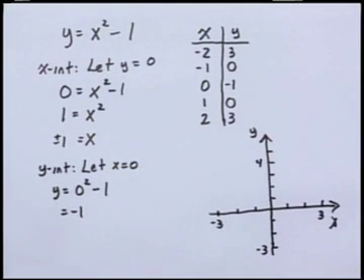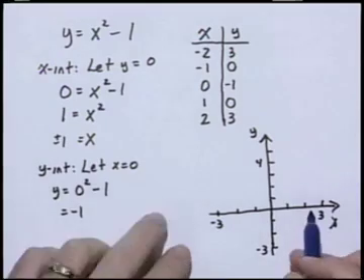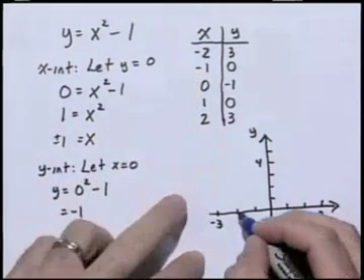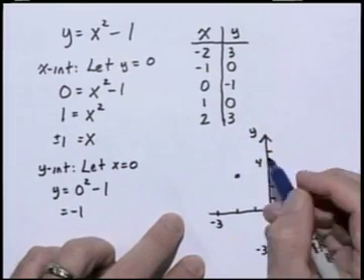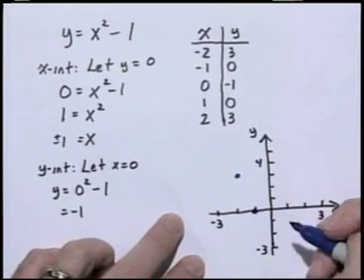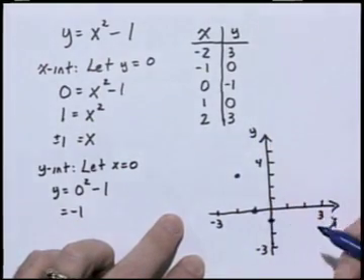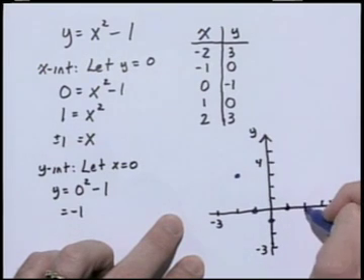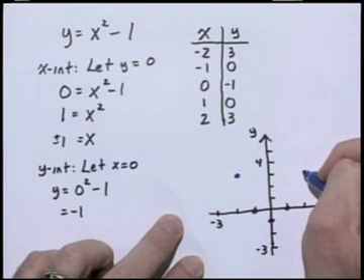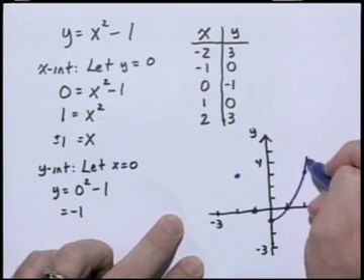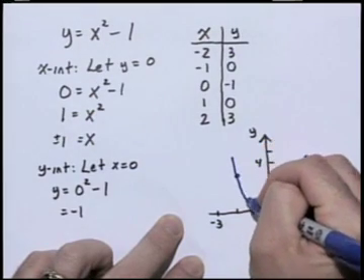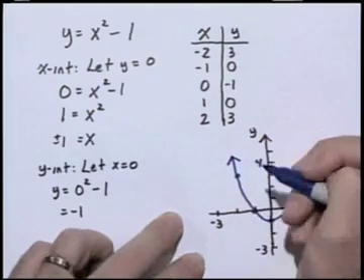Now we're going to plot the points that we found in our table. For example, we plot a point at negative 2 comma 3. Negative 2 comma 3 is right around there. Negative 1, 0 is one of our intercepts. 0, negative 1, 1 comma 0, and finally 2 comma 3. Then finally trace in a smooth curve to obtain your graph.